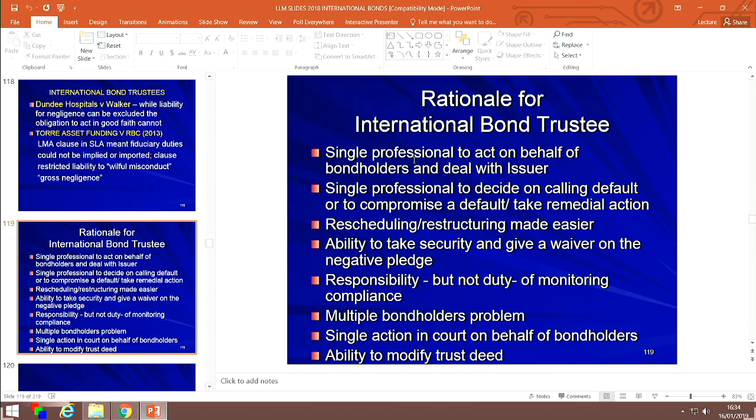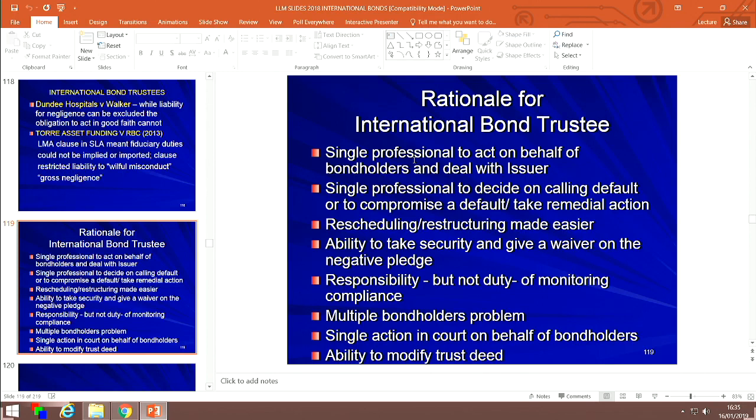Next comes the question of calling of default by the trustee, followed by acceleration and enforcement action in court, if that's necessary. Now, if you don't have a trustee, bondholders will have to institute proceedings themselves. And then you've got the multiple bondholder problem, meaning different bondholders will bring different actions in court. Whereas if you've got a trustee, there'll be one single action. That's important for one more reason, cost. Multiple actions means multiple cost. Trustee, single cost, single court litigation.